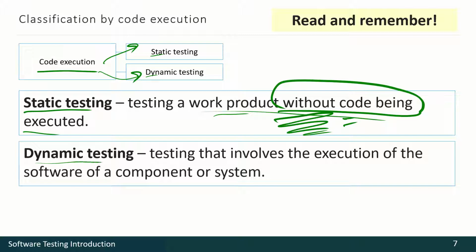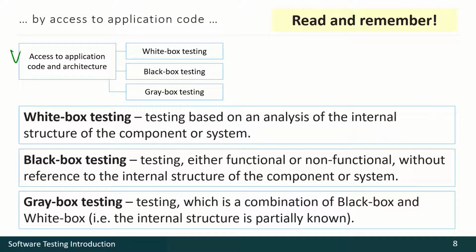The dynamic testing involves the execution of the software. So we start some software or component or system, we run them, and we test them during their work. Speaking about access to application code and architecture, we may divide our approach into three separate ways.